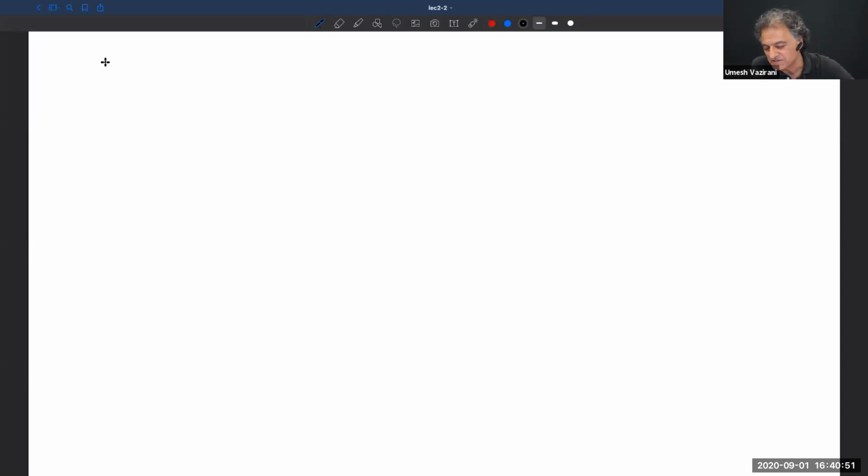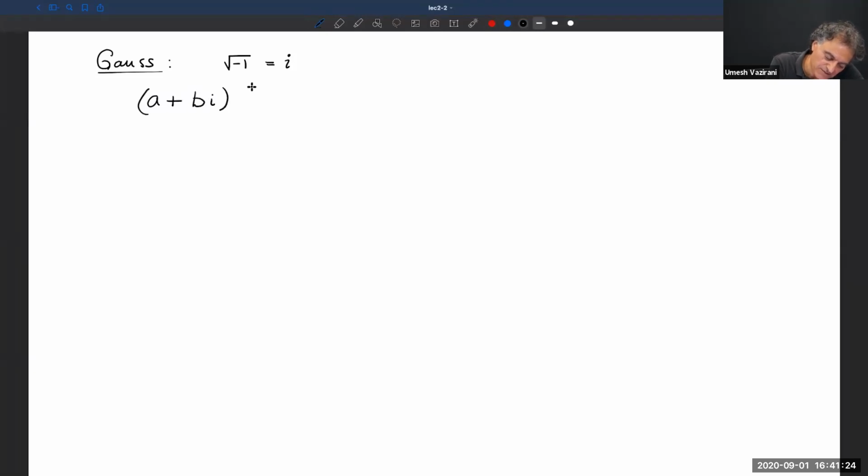How do you multiply complex numbers? Gauss was a great mathematician in the, was it 19th century? I believe. Okay, so how does this work? Suppose you're trying to multiply two complex numbers. Remember, complex numbers: the square root of -1 is denoted by i, the imaginary number i. Suppose you're given two numbers, a plus bi, a complex number, and c plus di, and you want to multiply these together.